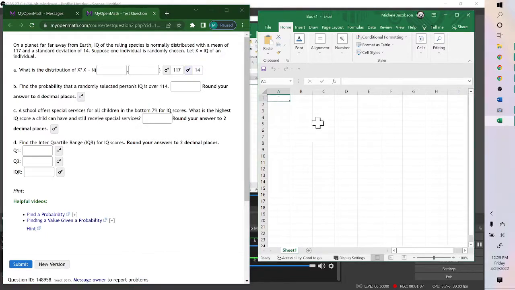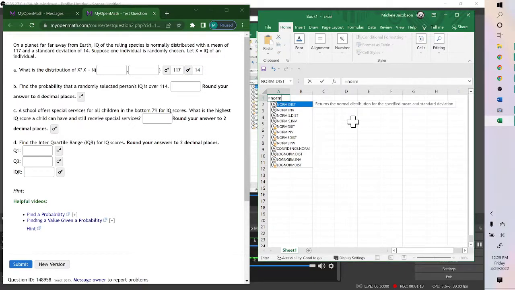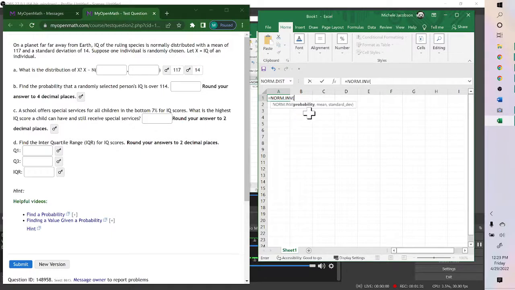So we come over here, equal to norm. And this one will give you the normal distribution, and then this one gives you the inverse of the normal distribution. We want below 114. Oops. So notice I double click. This one wants the probability, so that means they are giving you a percent. So instead of this one, we want to use this one, because then it's asking for the X value. It will give you the probability.